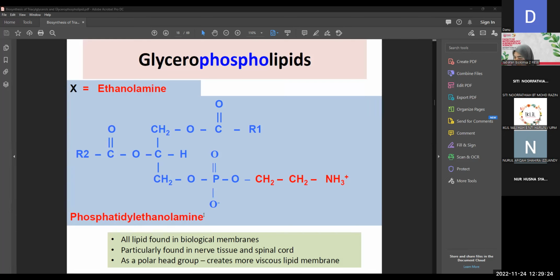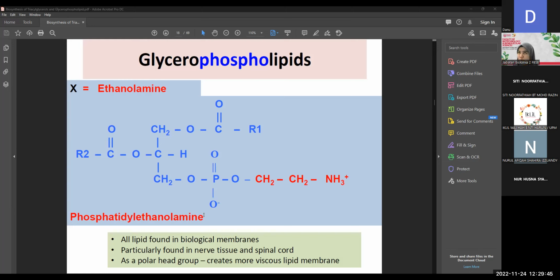I have read somewhere that in humans, phosphatidyl ethanolamine is important for our heart, but I can't remember the mechanism.